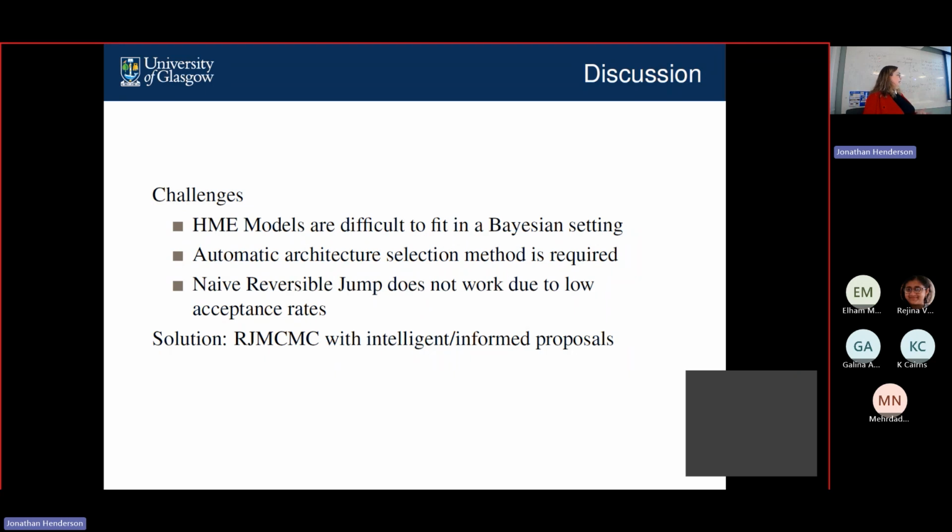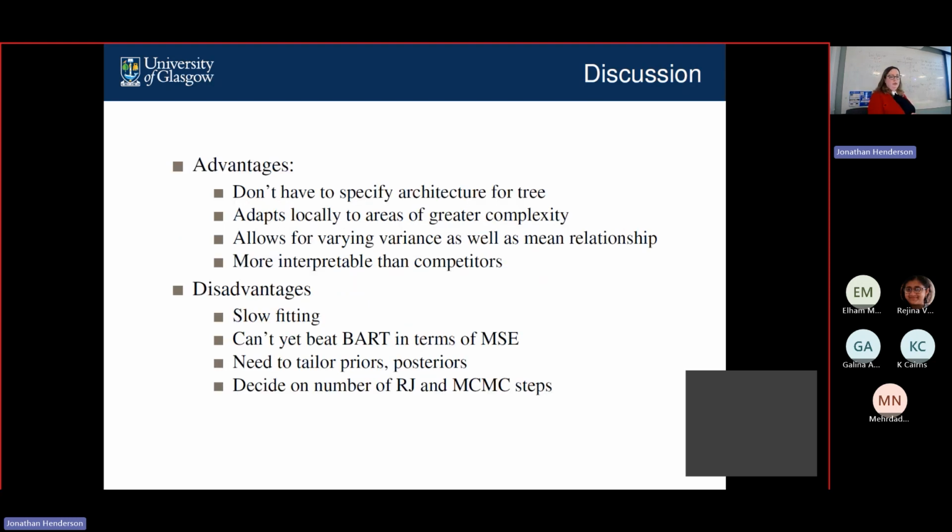But you still need something more. You can't just do naive jumps because the acceptance rate just craters. So this is where what we did in Ivana's thesis hopefully helps to ameliorate that. So the nice thing is you don't have to specify the architecture for the tree. And as an HME, it will adapt to areas where there is more complexity in the problem and less as well. It's competitive with BART, but will not beat it. But it does allow for varying variance, which BART really doesn't do. It's more interpretable than competitors. Downsides, it's slow fitting. We're running these things for thousands of iterations in order to converge. You need to tailor the priors and posteriors really carefully.